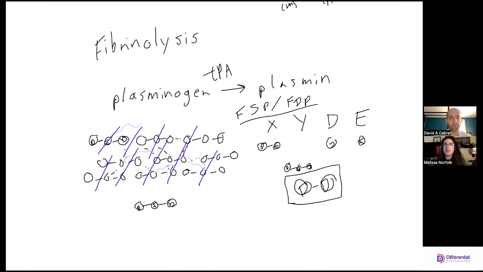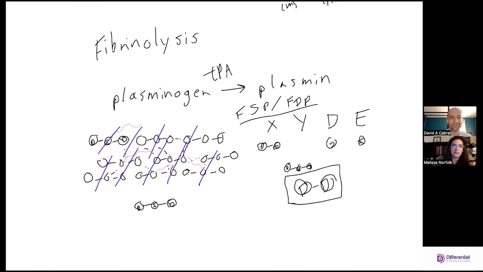So the D dimer assay has a fantastic negative predictive value, because if your D dimers are not there, then coagulation and fibrinolysis did not occur. It's very unlikely that there's thrombosis. Now, if it's positive, what does that mean? But it has that great negative predictive value, so we can tell if someone has clots forming or not.